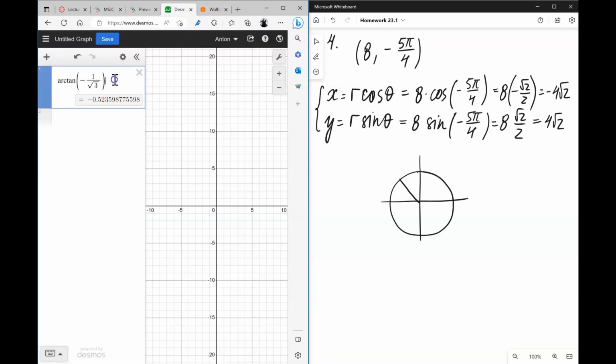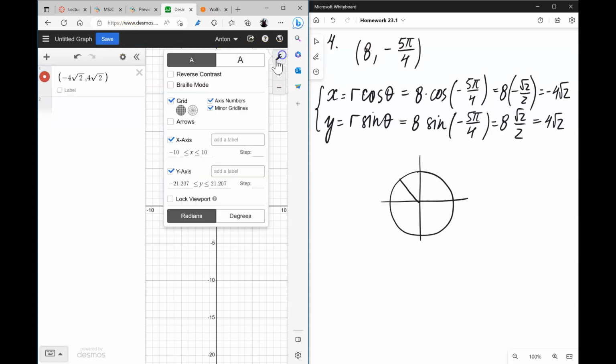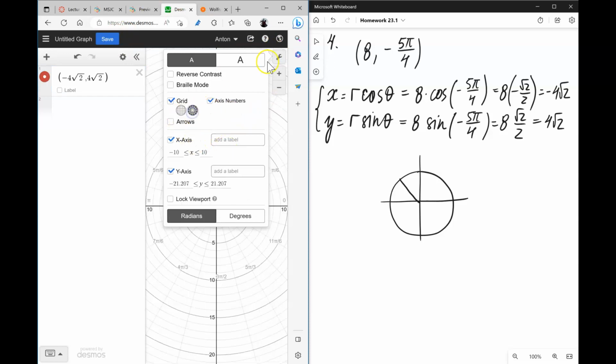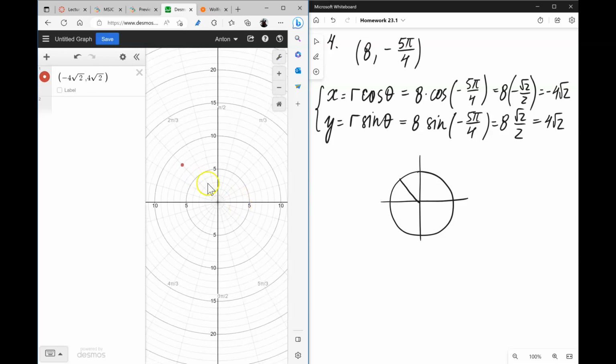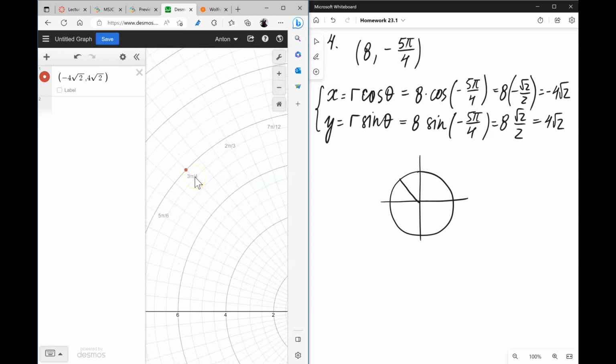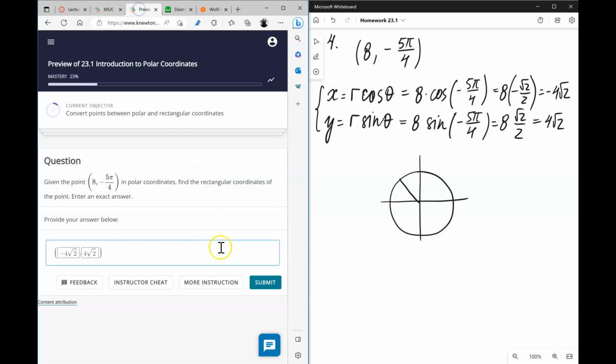And we can always check. So for example, if you enter the point negative 4 square root of 2, comma 4 square root of 2, and then if you switch to polar grid, then you'll see that this point is exactly at negative 5 pi over 4, which is equivalent to 3 pi over 4, and it is exactly 8 units away, right over here. So we are pretty confident that this is the correct answer.